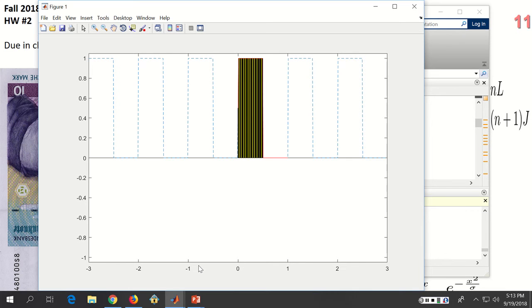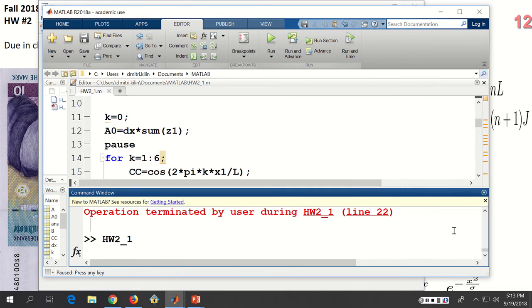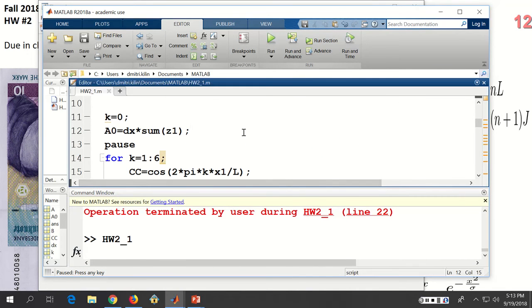Integrating means the area under the curve, and the area under this curve, if it is a box of size 1 and 1, the area of this one will be how much? 0.5. Yes, 0.5.